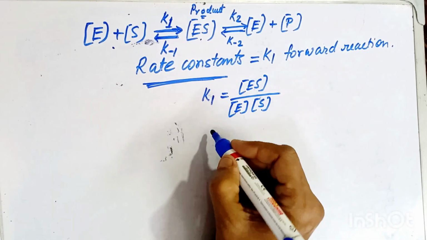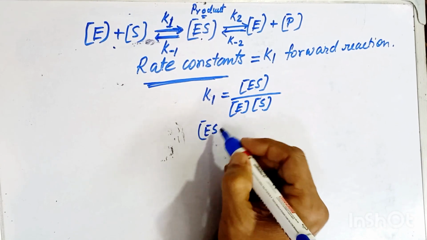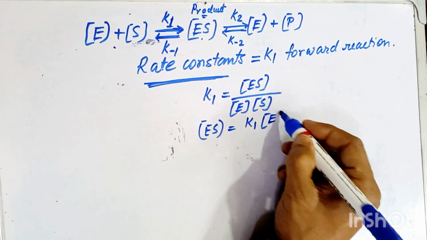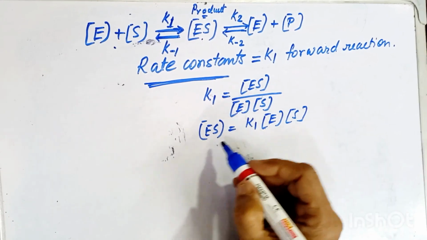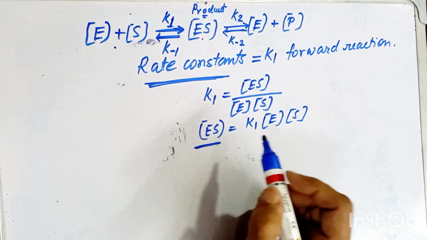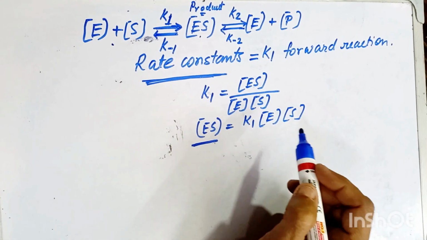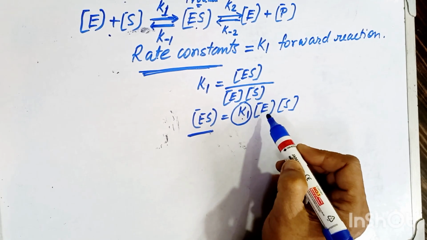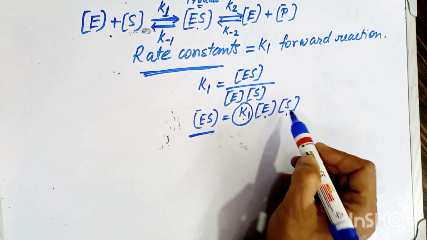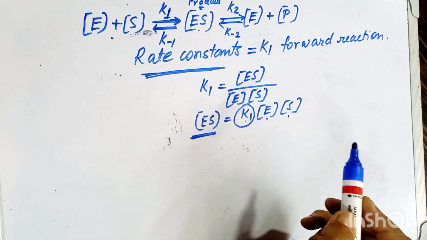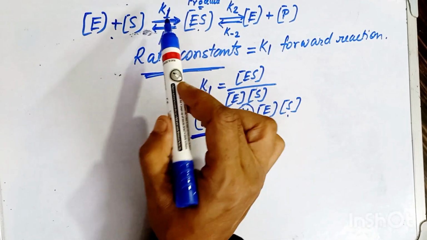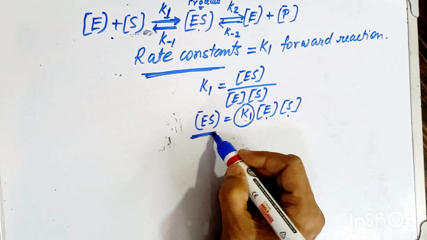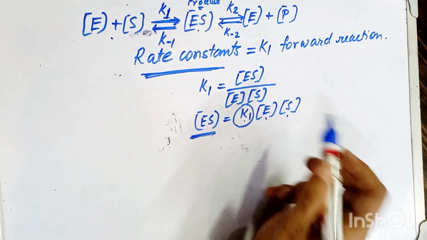So how much ES has formed? The rate constant will give you K1 into E into S. If we want to know how much ES has formed, the rate constant multiplied by the amount of enzyme multiplied by the amount of substrate will tell you that this amount of ES has formed by this forward reaction. So the amount of ES formed is K1 into E into S.